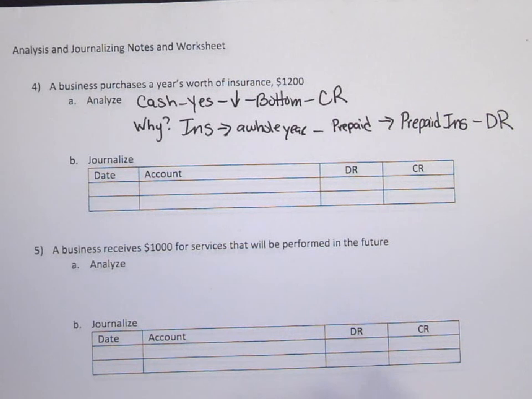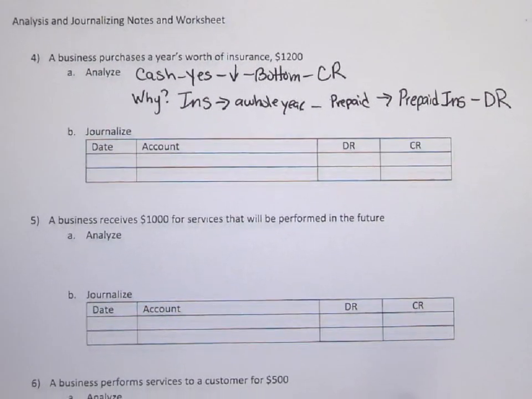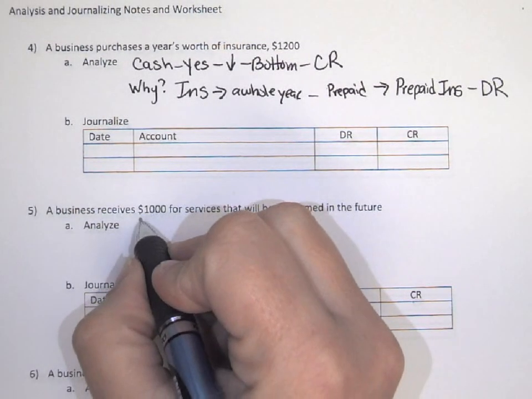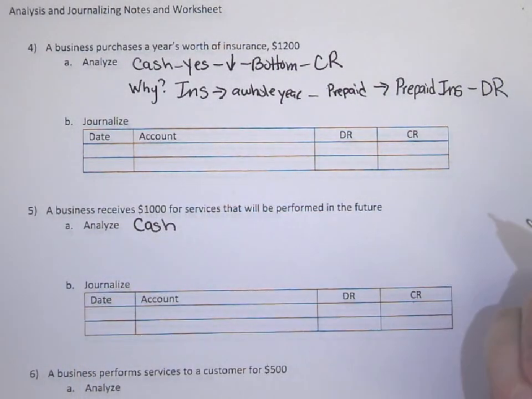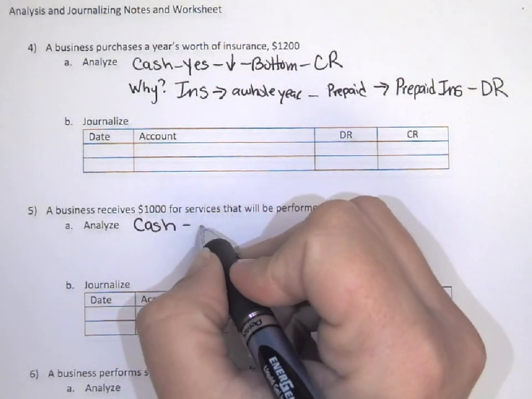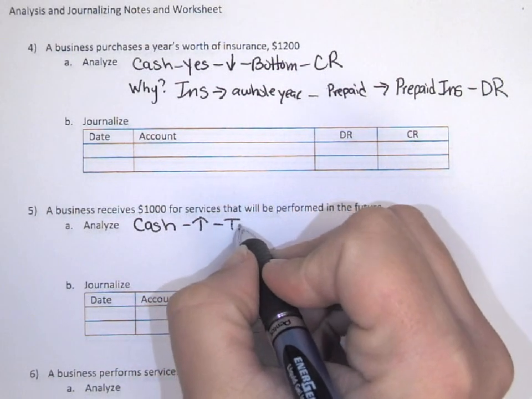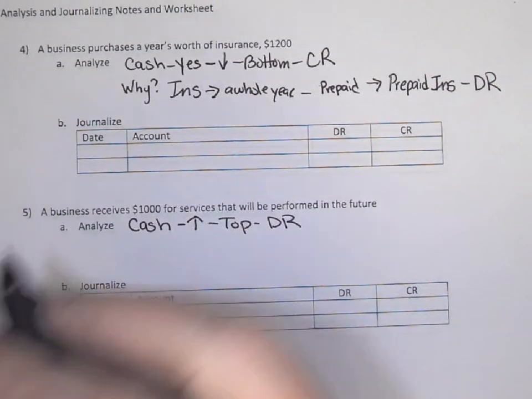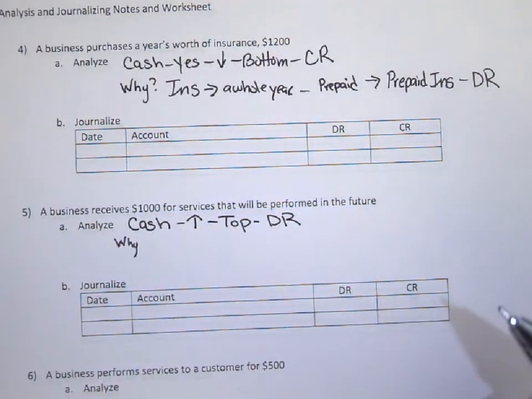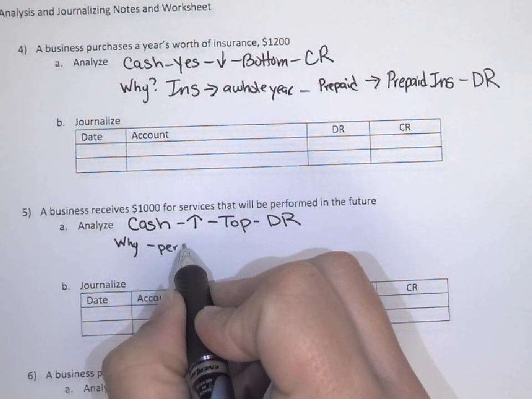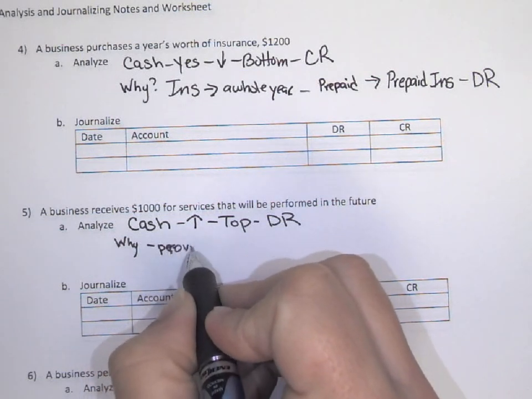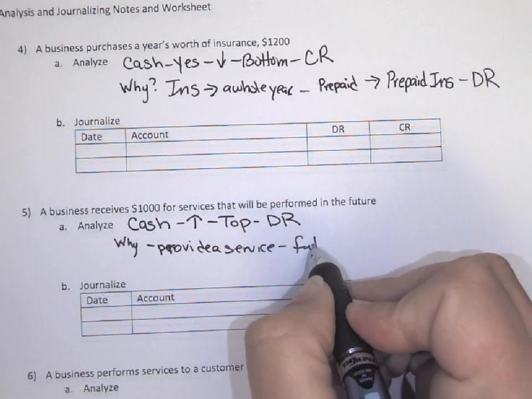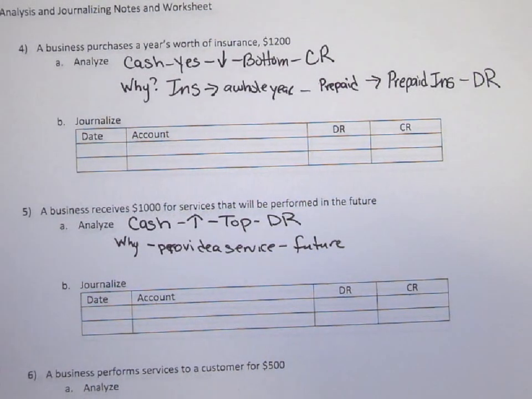For number 5, a business receives $1,000 for services that will be performed in the future. So here is cash. Well, yeah, it just told us we got $1,000 in, right? We received $1,000. So what's happening to cash? It's going up. That means it's going to be on top as the debit. Why did we get this cash in? Well, we need to provide a service, but that's not going to be done until the future. So we haven't provided a service yet. We're going to provide the service in the future.